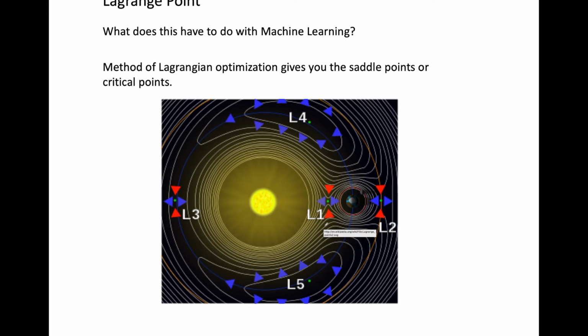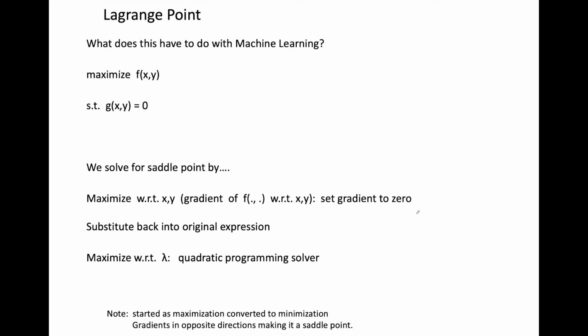And so the method of Lagrangian optimization gives you these saddle points, or these so-called critical points, which is what we use in machine learning. So Lagrange points have very much to do with machine learning, specifically one of the techniques used in support vector machines. And so here we have some maximization problem. That's our objective. And we have a set of constraints that we've converted to equality form, as we did when we coined the term Lagrangian slack.